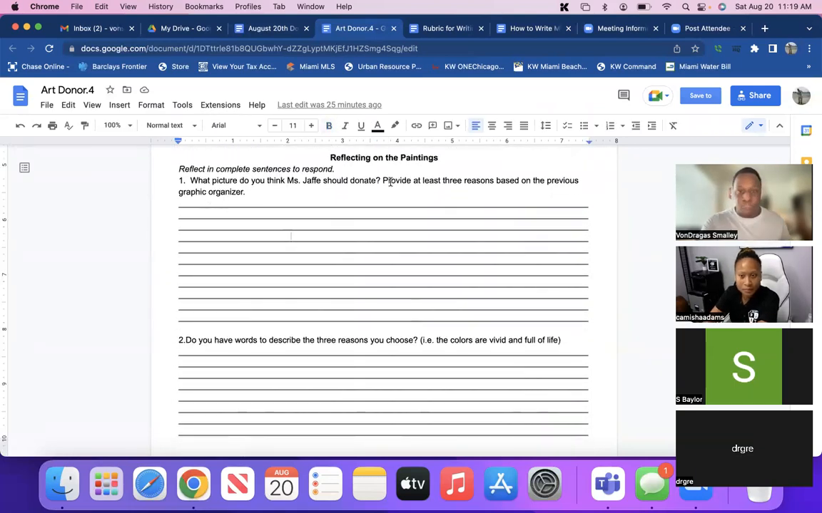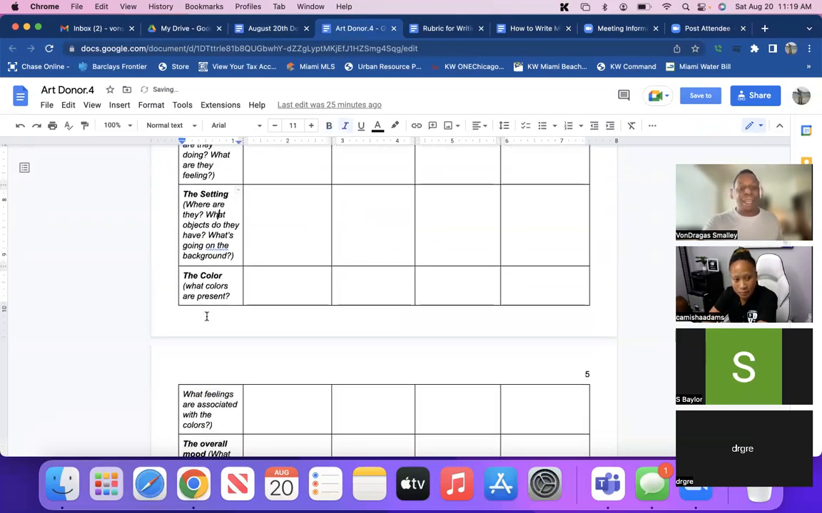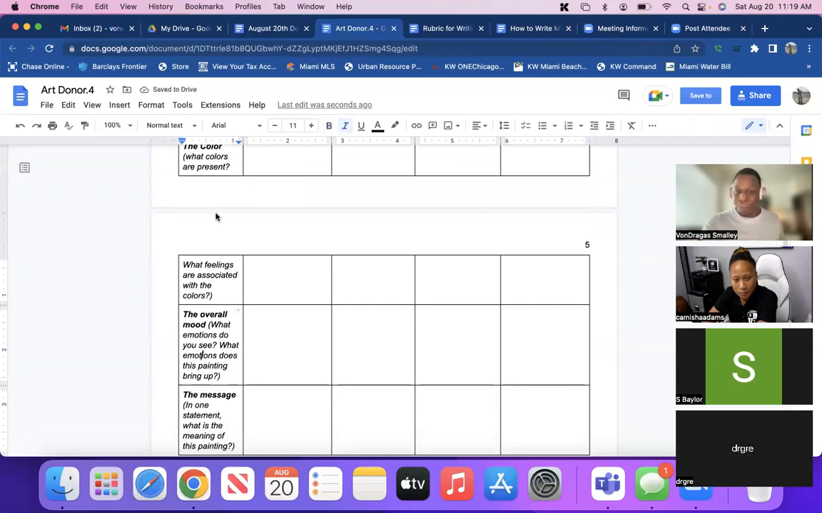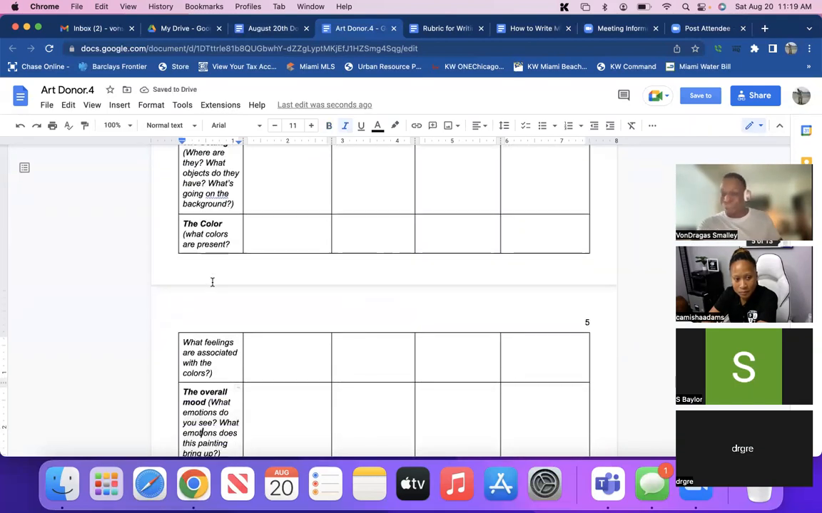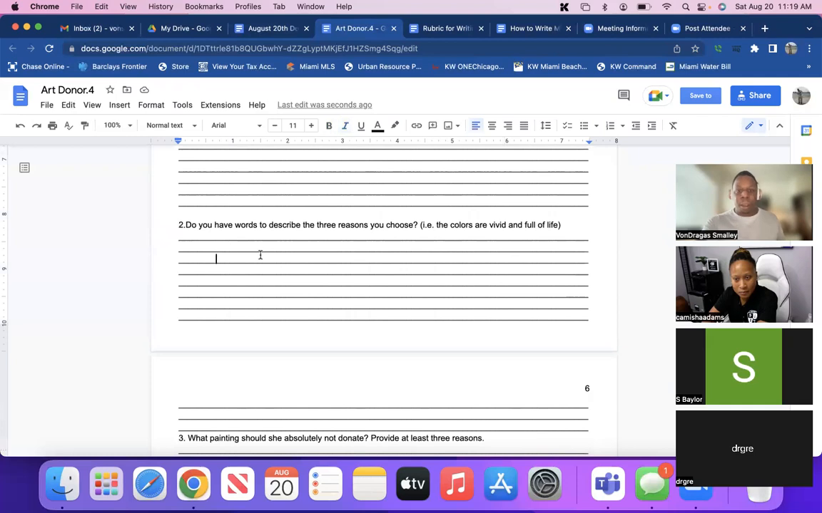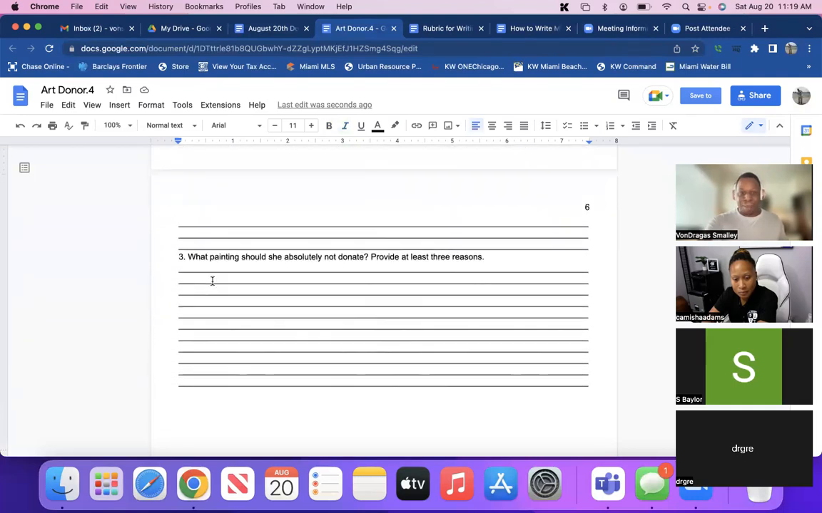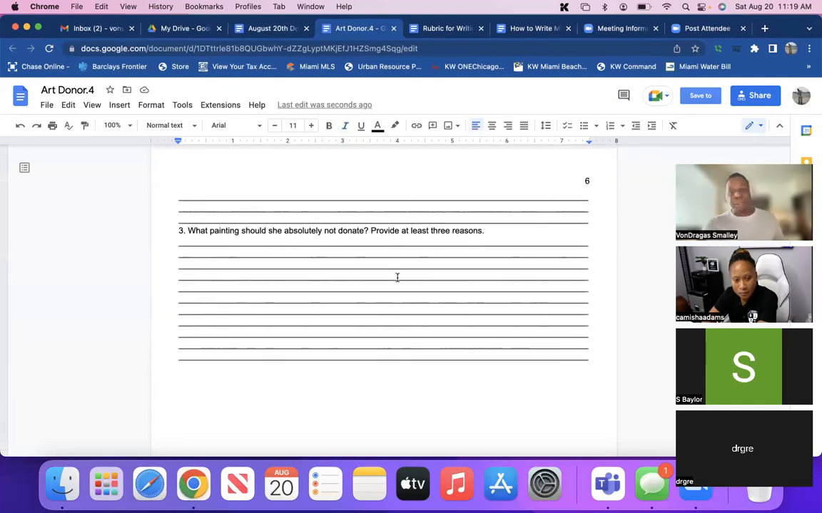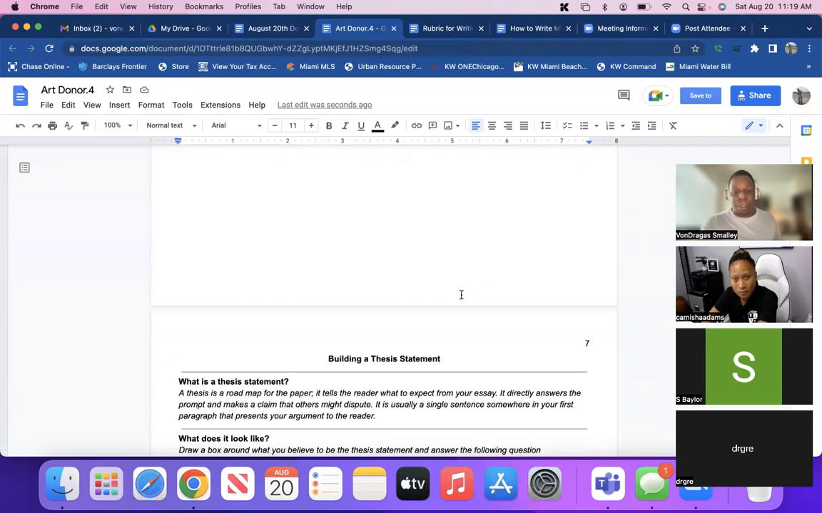You know, which one should she donate? Give me the 3 reasons why. So you'll pick like the setting, the color, and the mood. Those would be your topic sentences. We'll turn those into full sentences. Describe the reasons why you chose it. This is that like explain your answer part. So that's going to be that second sentence in that paragraph. Which one should absolutely not donate? Just something to help them write a little bit more on the short answers.